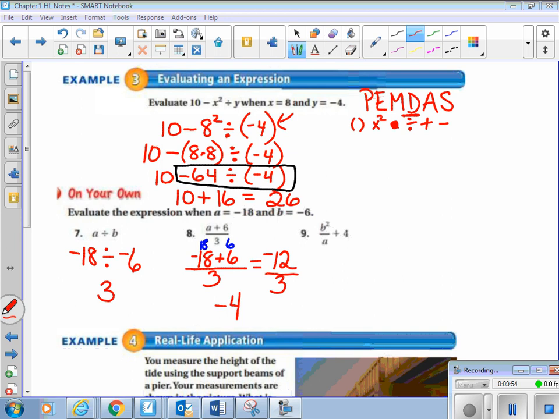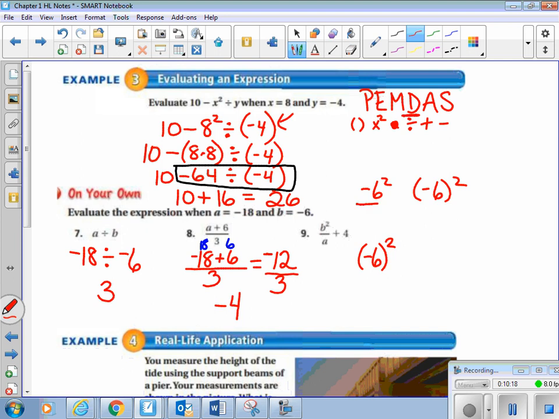So in order for me to square negative 6, when I plug it in, I'm going to put it inside parentheses to remind myself that I'm taking that negative 6 and squaring it. I'm not doing the opposite of b squared. I'm actually squaring that b. And since that b is a negative, I'm going to square that entire negative 6. So I'm putting it in parentheses because remember there's a difference between this guy and this guy.